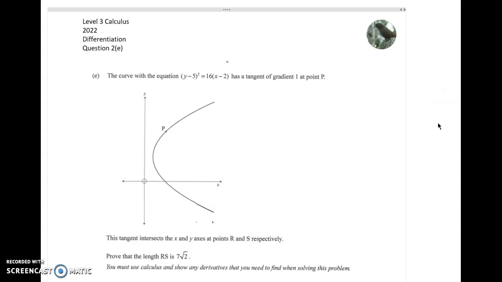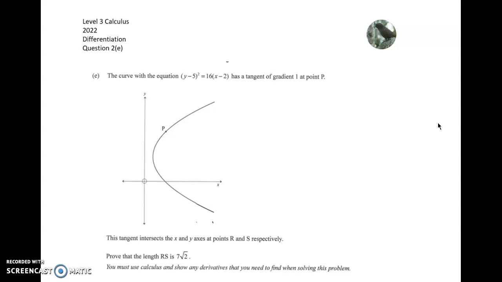This is question 2E from this year's Differentiation Level 3 paper. I quite like this question, but I think it's much easier if you know a technique called implicit differentiation. So I'm going to first do this problem using implicit differentiation, and then I'm going to do it a different way because I know that some schools probably don't teach implicit to Level 3 calc. If you're doing scholarship calc, I'm pretty confident that you will know how to use it and you'll see straight away why it's useful.